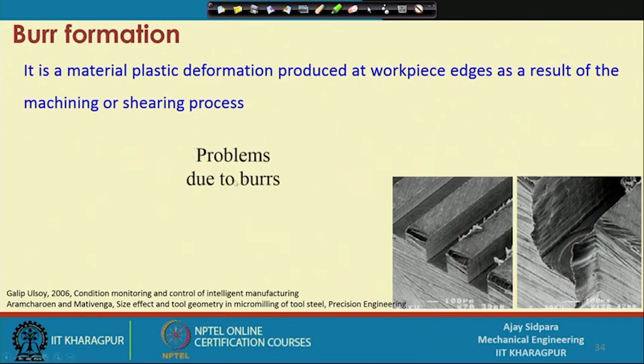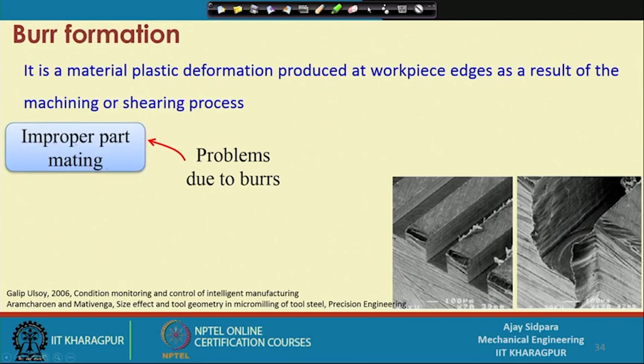So, what are the problems due to burr formation? There is improper part mating. Now, if you consider this particular part and you want to mate it with the other part with a flat surface, then this particular burr will not allow both the parts to mate together, and that is the reason you end up with improper mating of the parts.